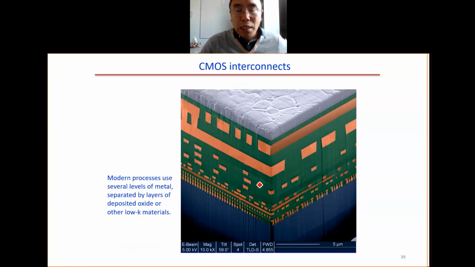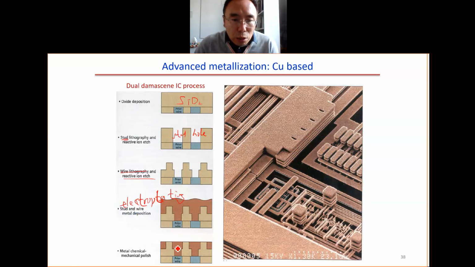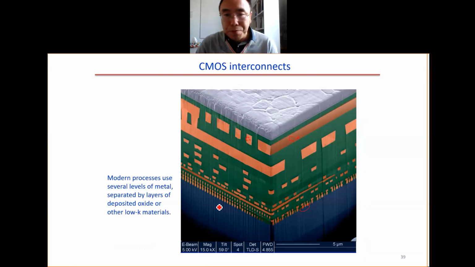You can see this is the cross-section of the CMOS interconnect. At the bottom, this part is the transistor. Then we have several layers of metals. If you remember, this is copper. The slot and the wire are both copper, by electroplating. This cross section is produced by focused ion beam, which is used to cut this cross section.